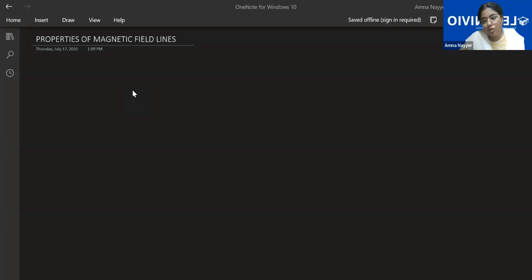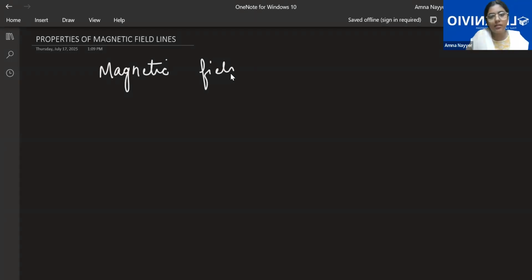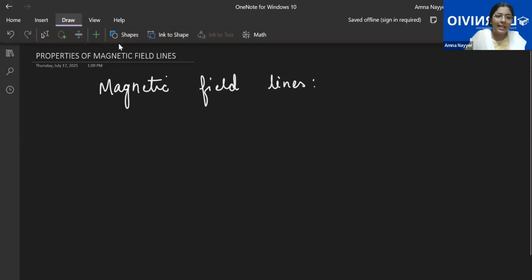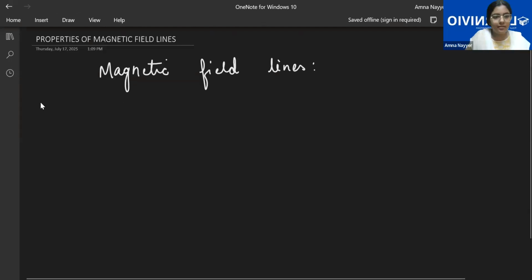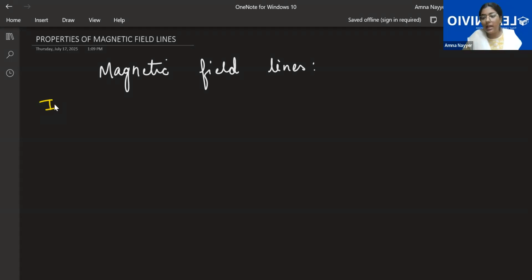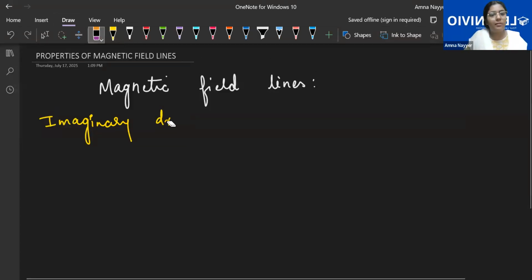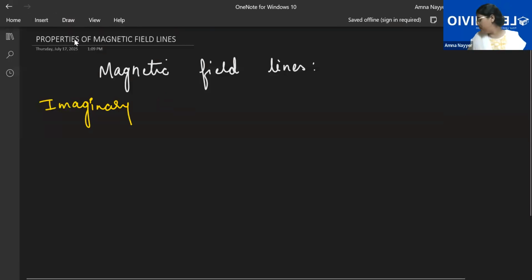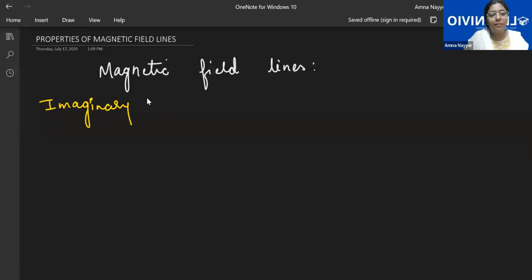Okay. So now let's talk about the magnetic field lines. We talked about the bar magnet. What exactly are magnetic field lines? These are imaginary lines. Like electric field lines were not actual lines, these are also imaginary lines drawn.